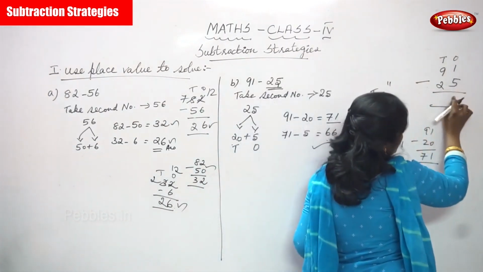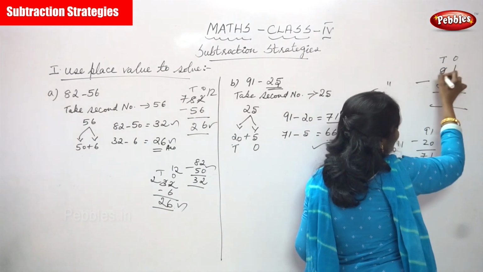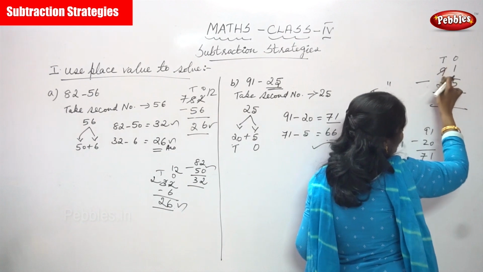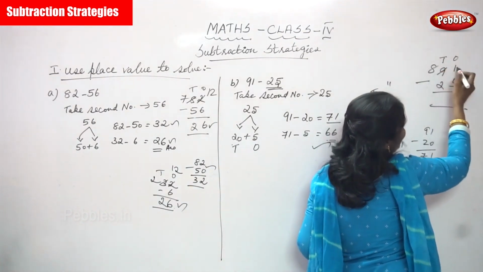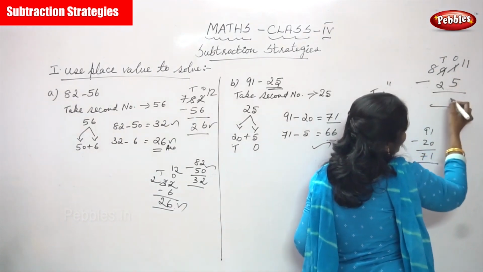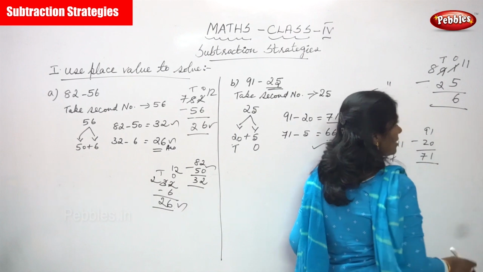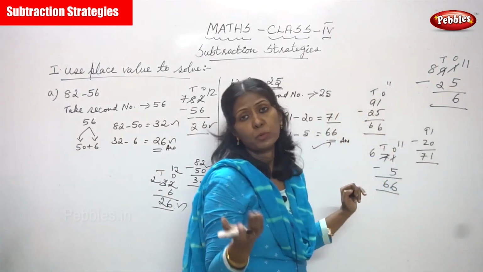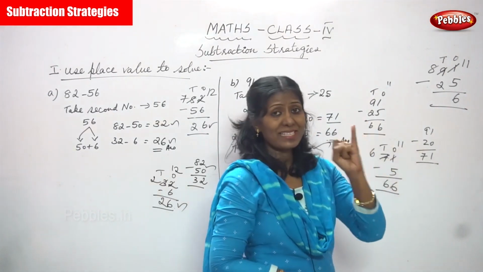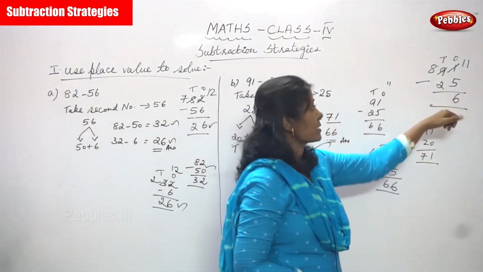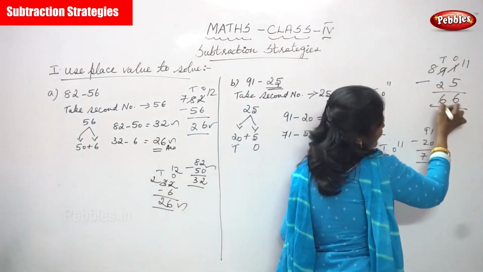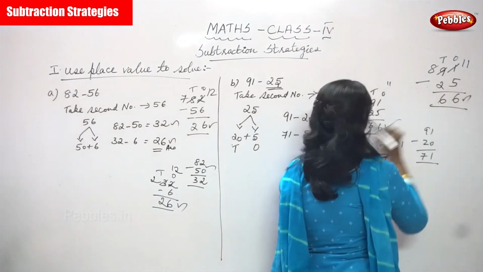Just 1 minus 5. 1 is not enough to subtract, so borrow 1 from the tens place. This 9 becomes 8 and the ones place 1 becomes 11. 11 minus 5 is 6, counting backward: after 5, 6, 7, 8, 9, 10, 11. Then in the tens place, 8 minus 2 is 6. So 66. Both answers are correct.